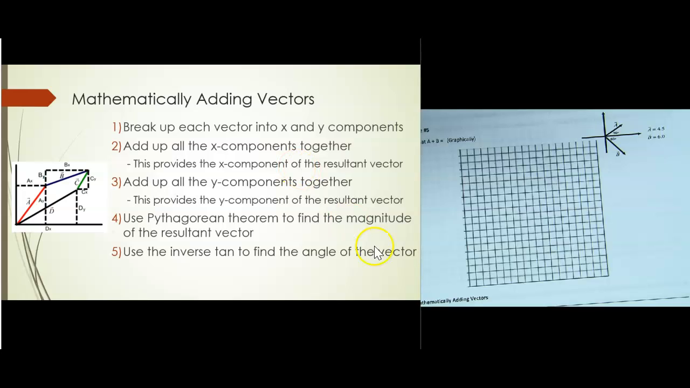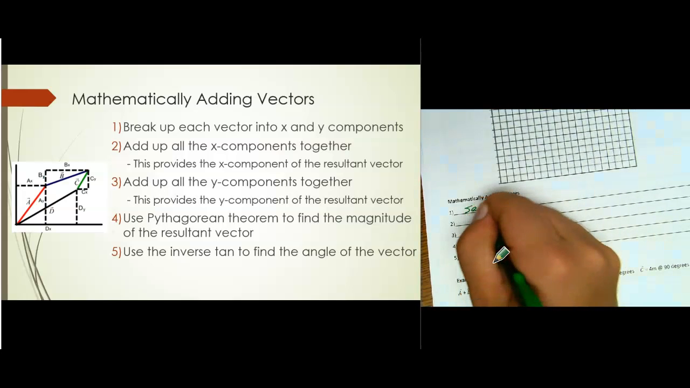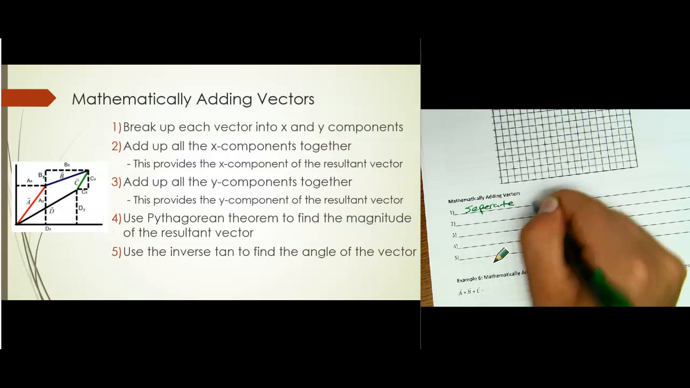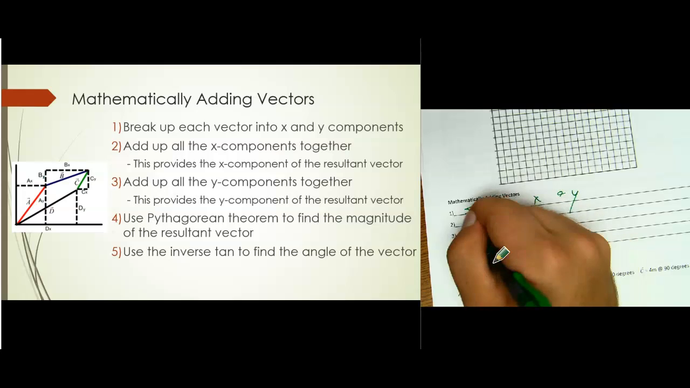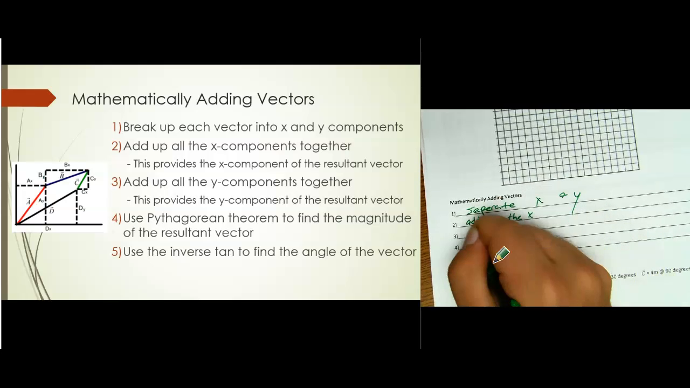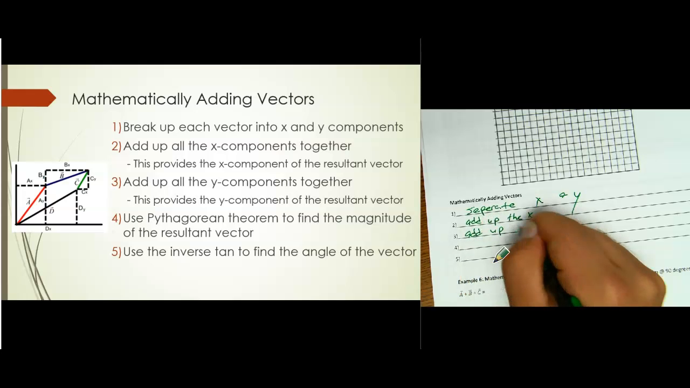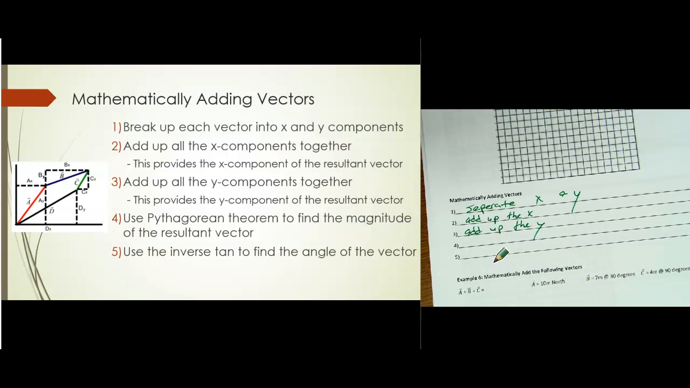Now, mathematically adding vectors, all right? These are the 5 steps, okay? And I'm going to simplify them on my paper over here. Number 1, separate your x's and y's. Number 2, add up the x's. 3, add up the y's. Okay? 4, use Pythagorean theorem to find the magnitude.